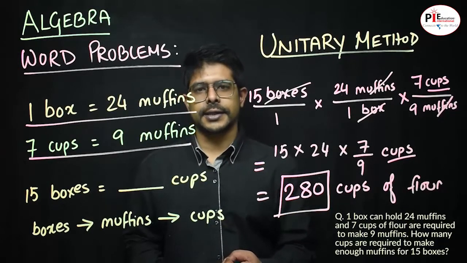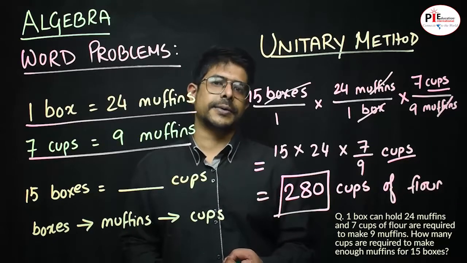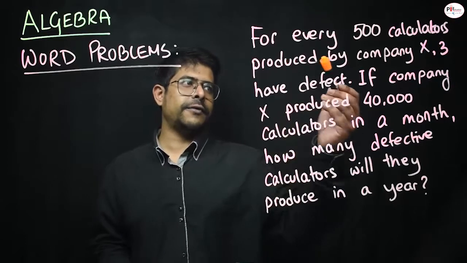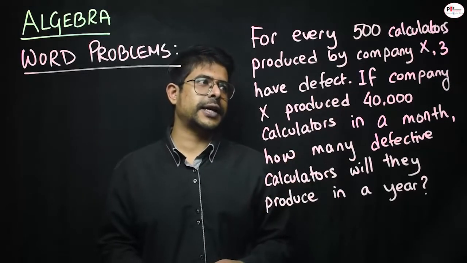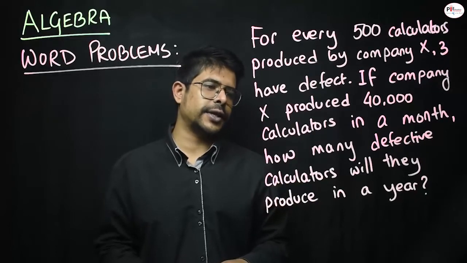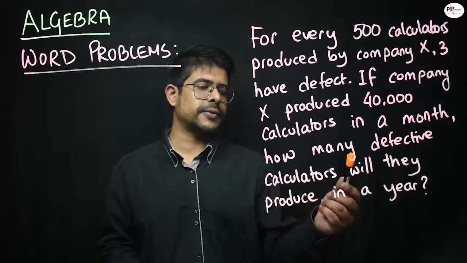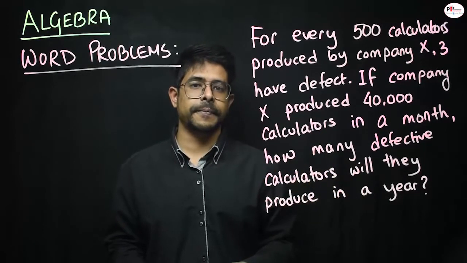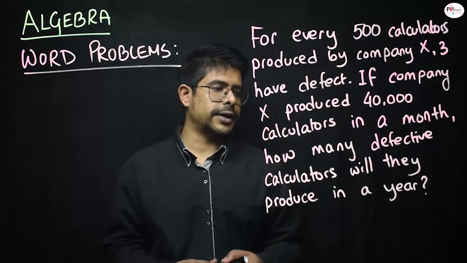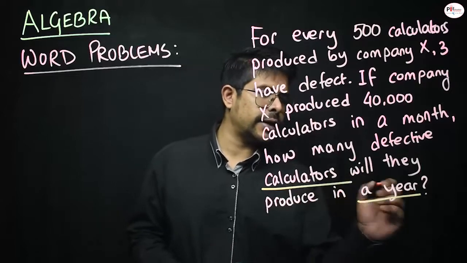We are going to do one last example and see how well we can do the algebraic word problems. In our final example, we have for every 500 calculators produced by company X, 3 have defects. If company X produced 40,000 calculators in a month, how many defective calculators will they produce in a year? So they are asking for how many defective calculators they will produce in a year.